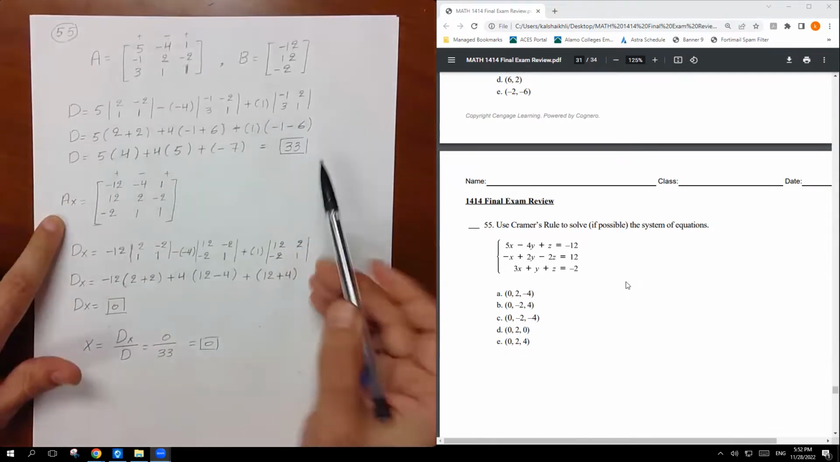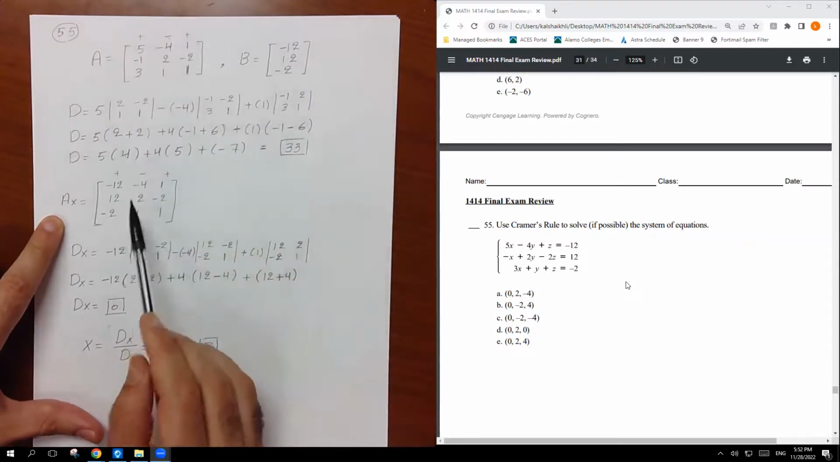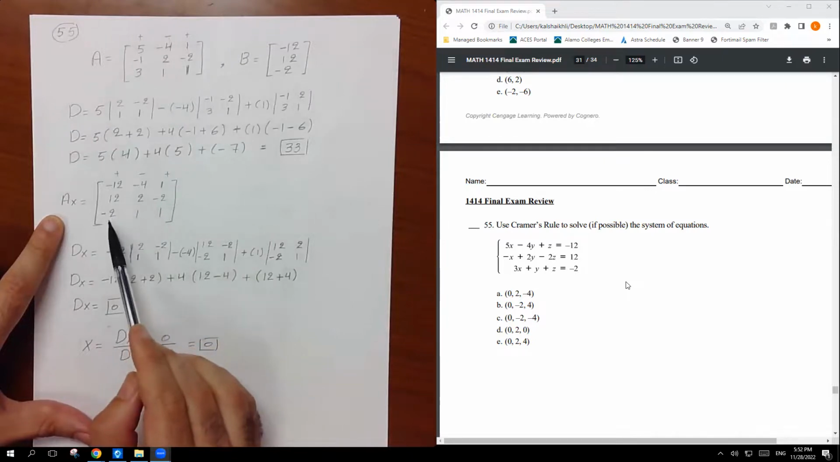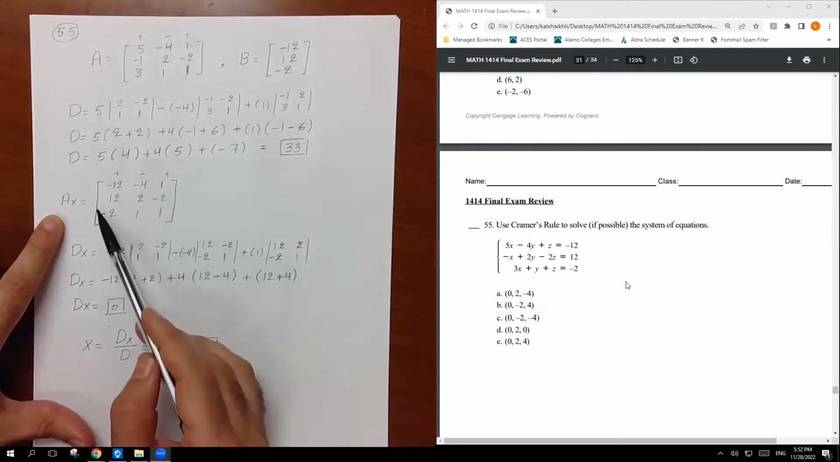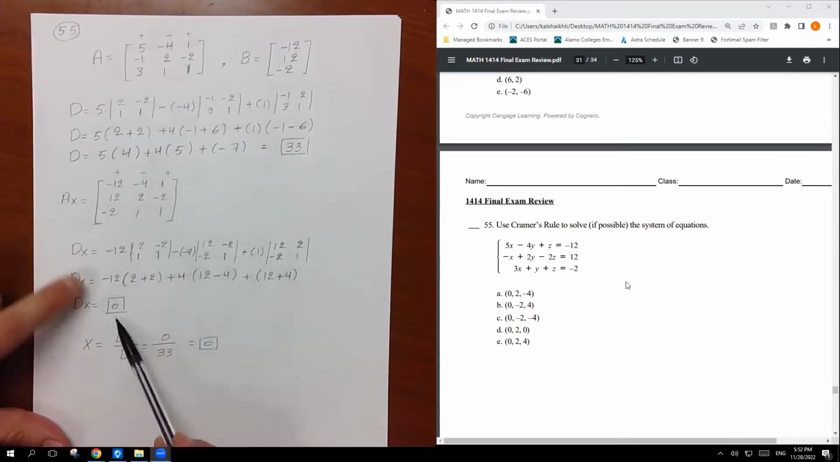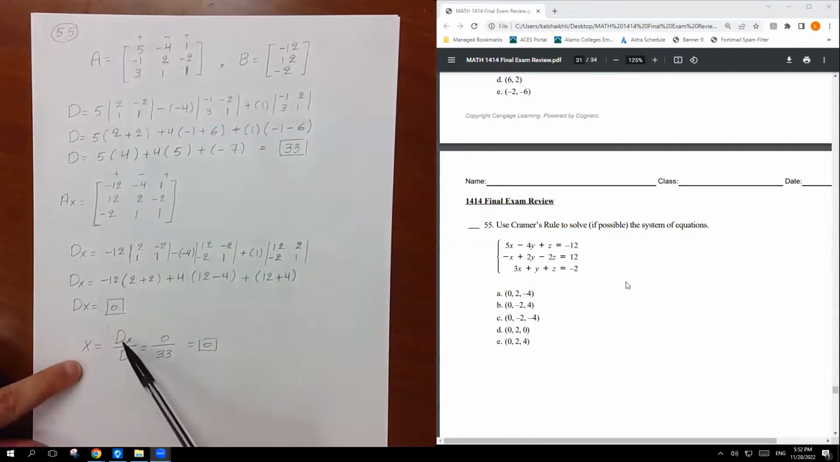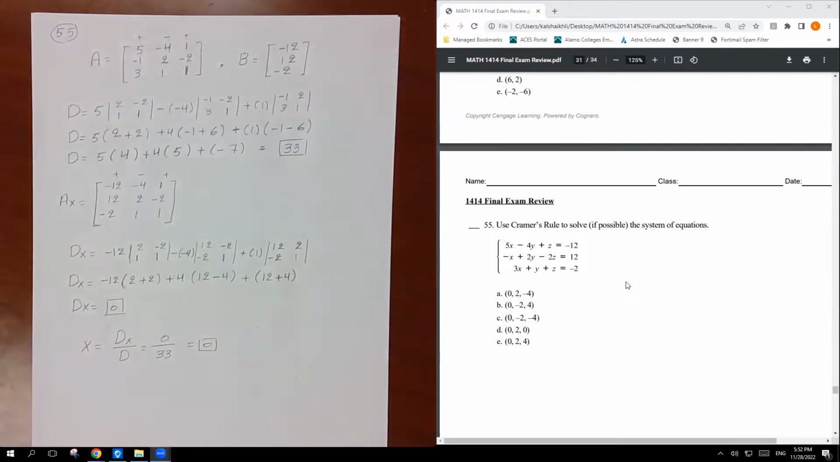Now A sub X, we're going to take the B and switch it with the first column. Negative 12, 12, and negative 2. Find the determinant for this matrix by exactly the same way. To find the determinant with 3 times 3 matrix is going to be 0. That means X is going to be D sub X divided by D is going to be 0 divided by 33, which is equal 0. So here's the value of X. We can check against the options, because if you look at all selections here, X all equal zeros.